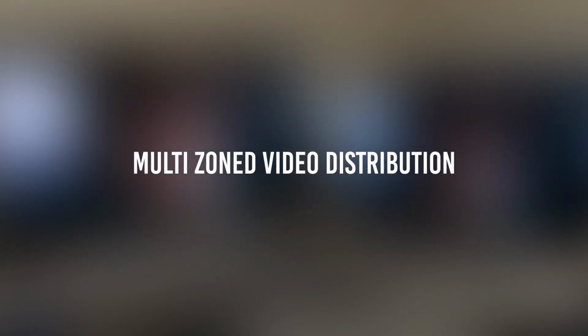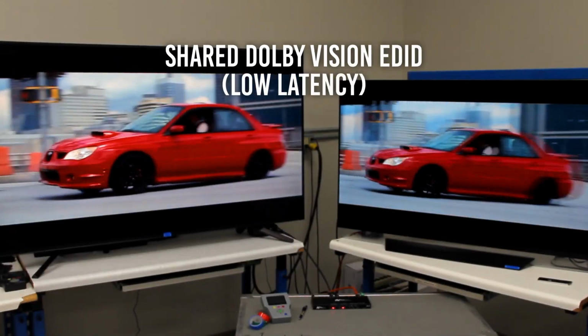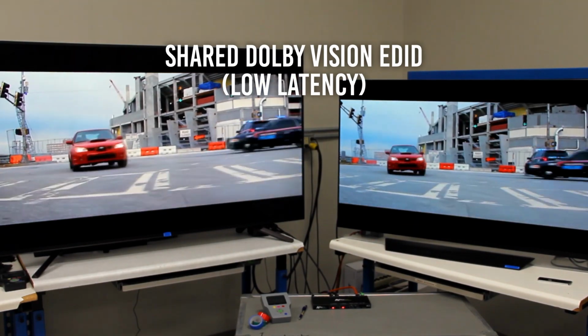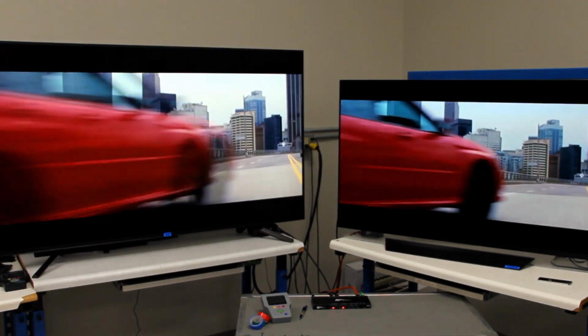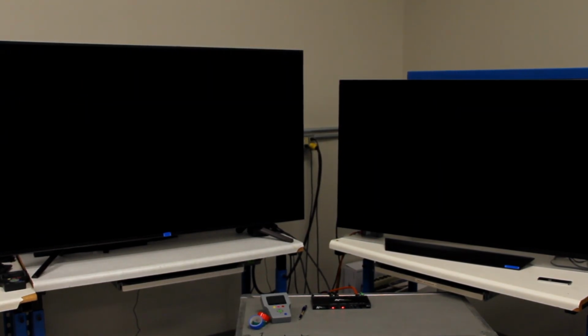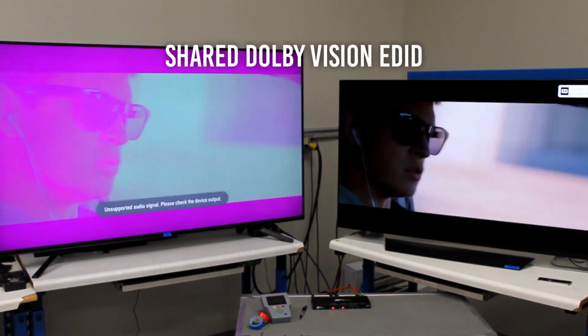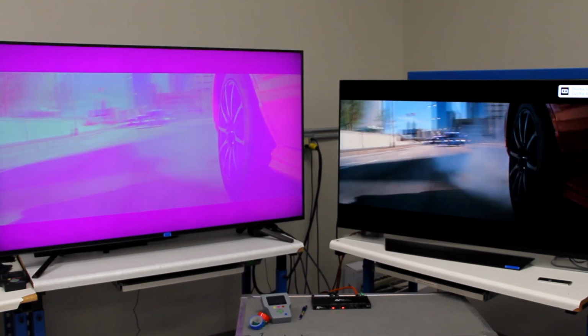We are going to test this with two different TVs, both of which say they can handle Dolby Vision. If we use the EDID from the Dolby Vision Low Latency TV, we see a picture on both TVs. When we use the EDID from the Dolby Vision TV, we get a picture on that screen and a pink screen on the other. But why would this happen?